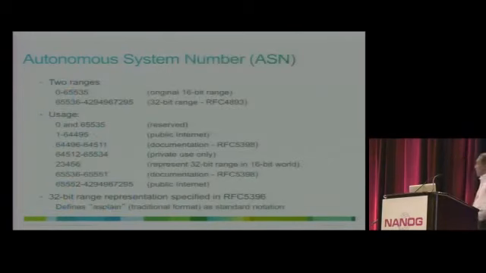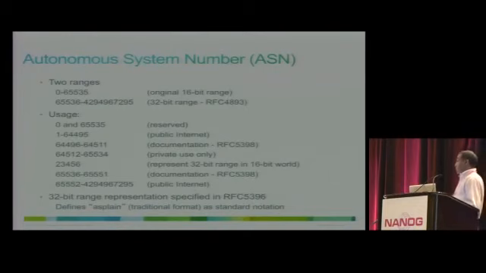The 2-octet range obviously goes from 0 to 65,535, which is 2 to the power of 16 minus 1. The 4-octet range starts from 65,536 up to 2 to the power of 32 minus 1. The 0 and 65535 are reserved, so they cannot be used.